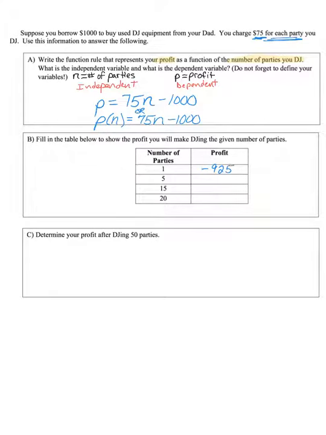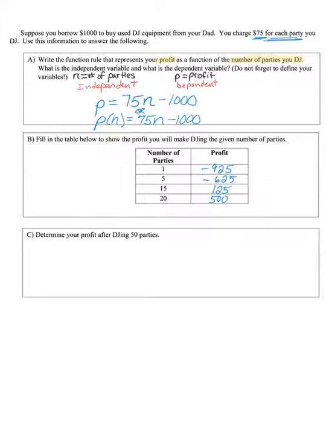After that, we can now plug in 5 as our number of parties, and we're getting a little closer now. We would end up getting back negative 625 by plugging 5 into our equation from part A for our n. Next, if we go down and plug 15 into this same equation, we now come out with a positive 125. And finally, if we plug 20 into this equation, we will come out with $500.